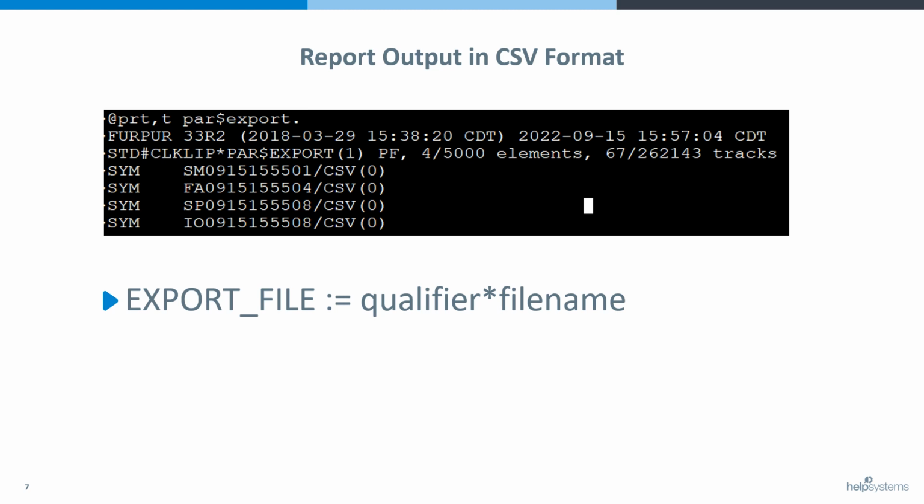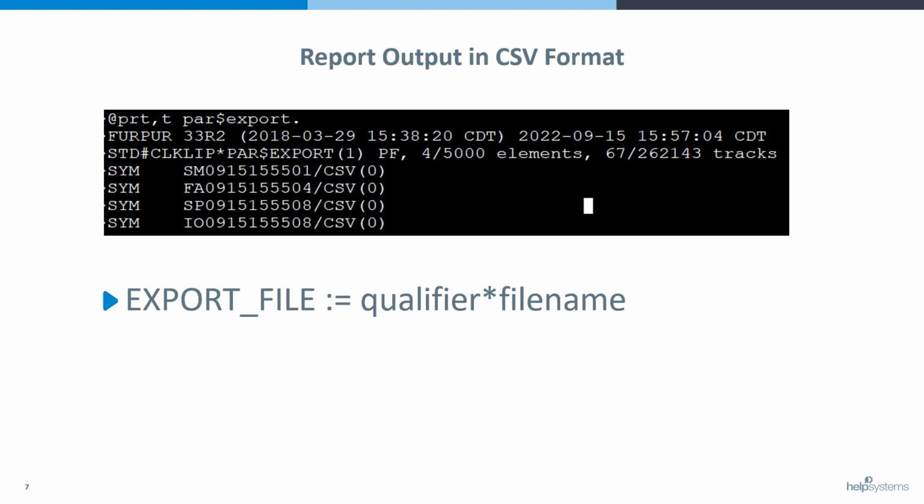If you want PAR to place the reports in a file other than the PAR default report file name of $export, you can use the export_file command to direct PAR to report the CSV report format into the qualifier*filename that you specify. You need to specify the export_file command prior to any IOTrace or zip report commands.